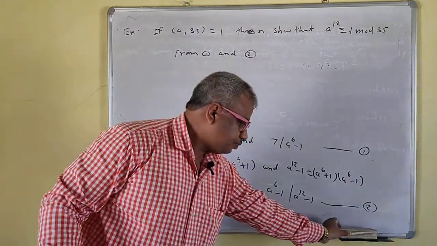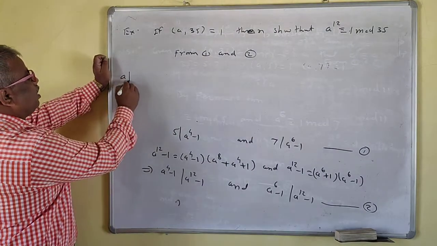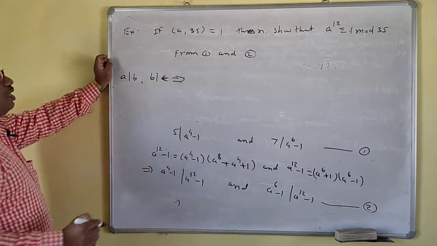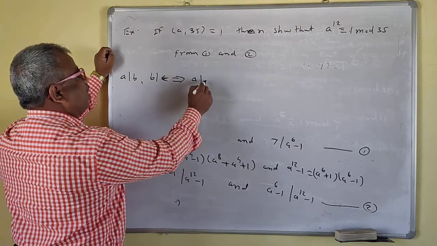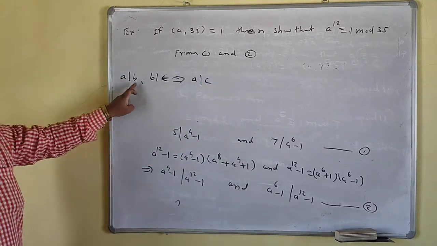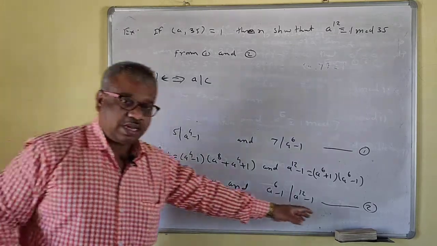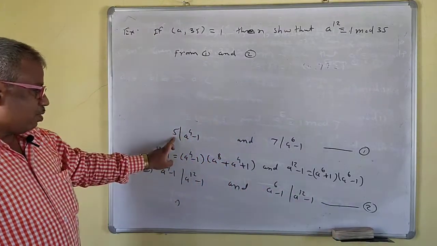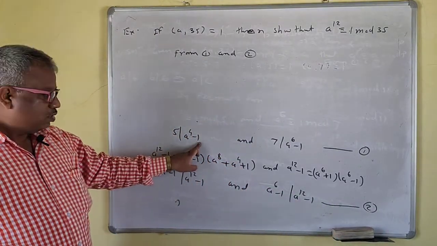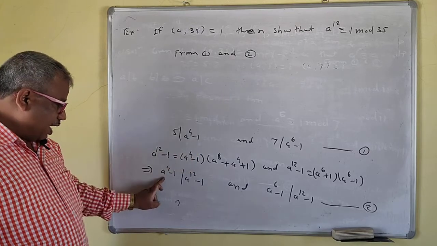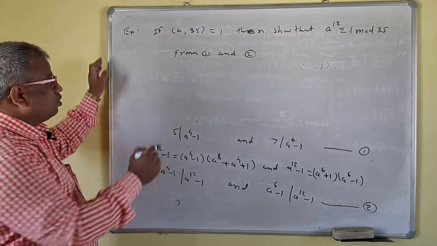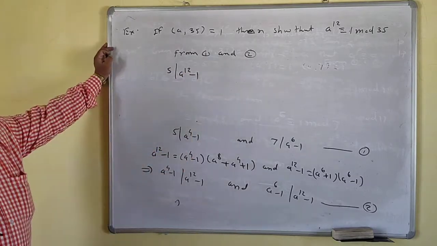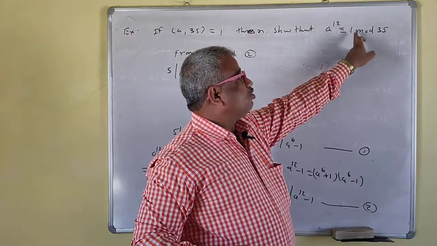Now see here. We know that if A divides B and B divides C, then A divides C. Right? So we are familiar with this. Now here, 5 divides a^4 minus 1, and a^4 minus 1 divides a^12 minus 1. So this implies 5 divides a^12 minus 1, because we are interested in a^12.